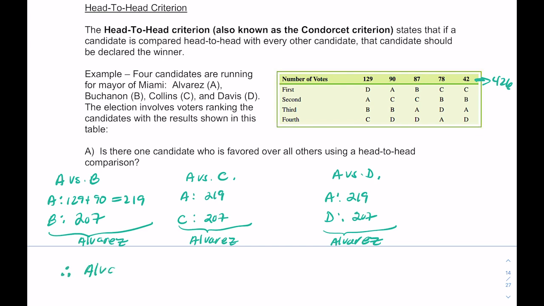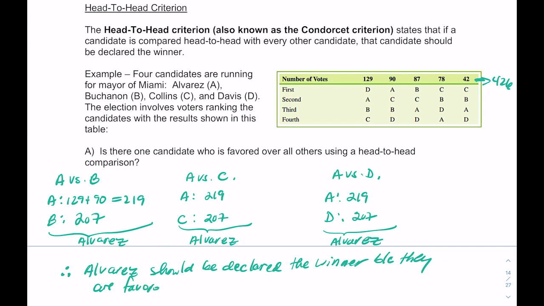So therefore, Alvarez should be declared the winner because they're favored over all candidates.